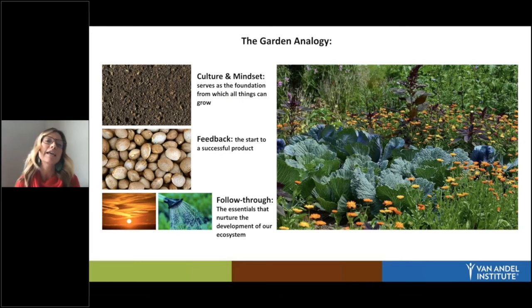We're going to use a garden analogy to talk about feedback, and the idea of what it takes to build a thriving ecosystem that we often find with gardens. We want to start by talking about the culture and the mindset. That serves as the soil, the foundation from which all things can grow. We want really fertile soil to give that growth a foundation to grow upon. And then the seeds are the actual feedback.